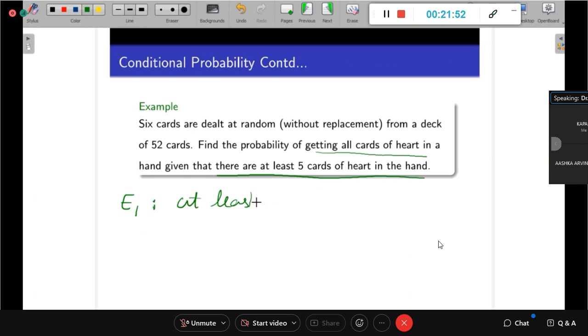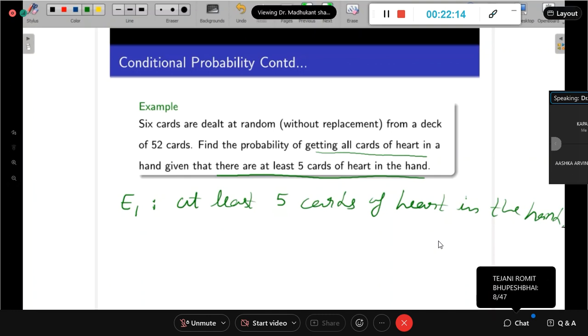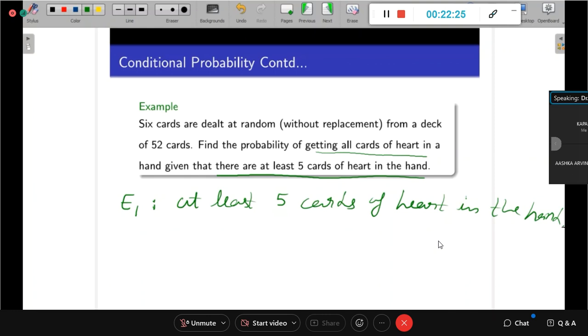Okay, so if I say E1 is the event that at least 5 cards of heart are in the hand. Now again here, it is at most 6, right? So it is not favorable to go with the negation of this, because the negation is going to be at most 4 cards of heart in the hand. So it's not favorable to go that side.